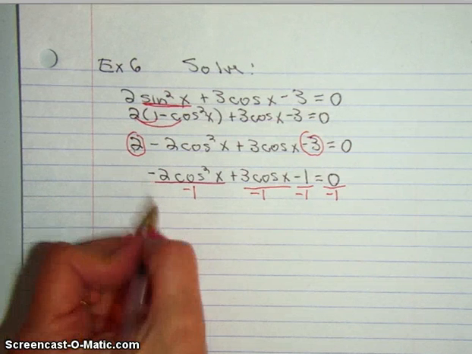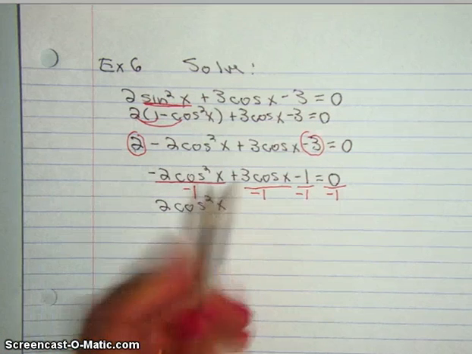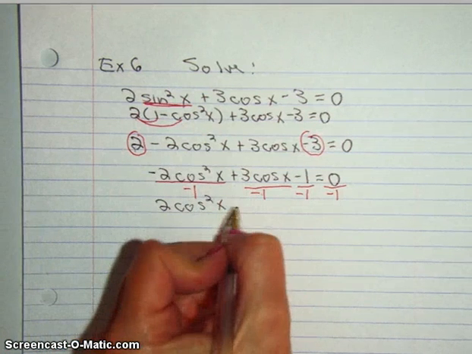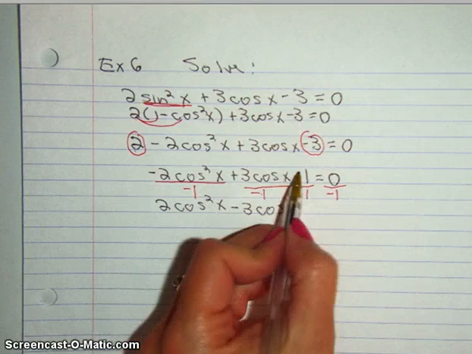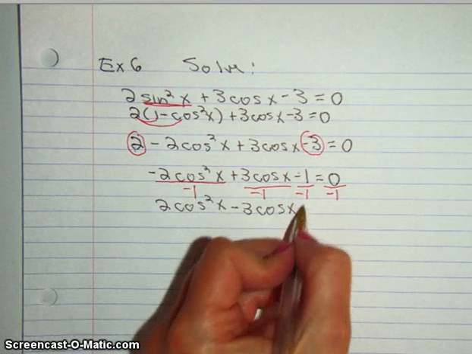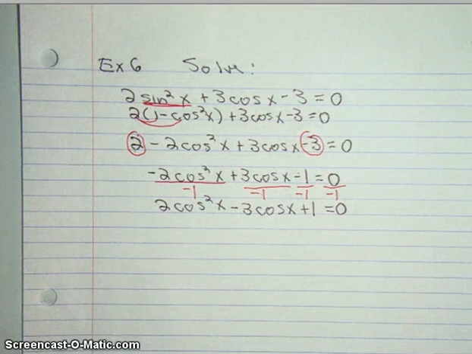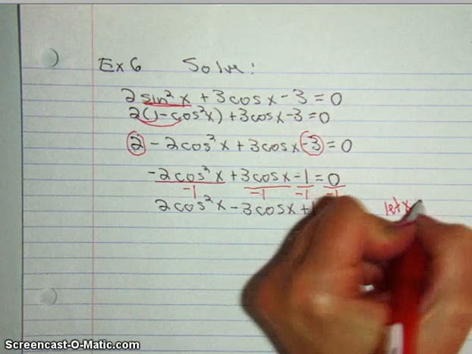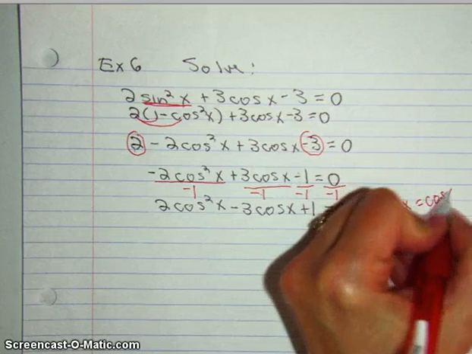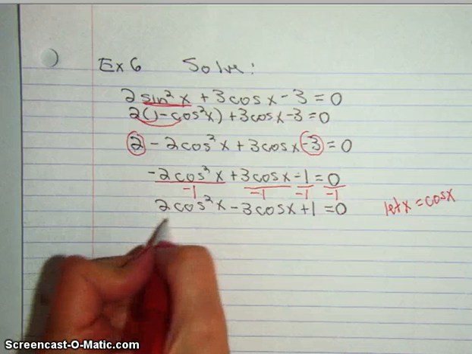All right, so now we're going to get 2 cosine squared x. 3 divided by negative 1 is minus 3 cosine x. Negative 1 divided by negative 1 is plus 1 equals 0. Okay? And then we're going to let x equal cosine x. So it's a little confusing to bubble when you have the cosines in there.